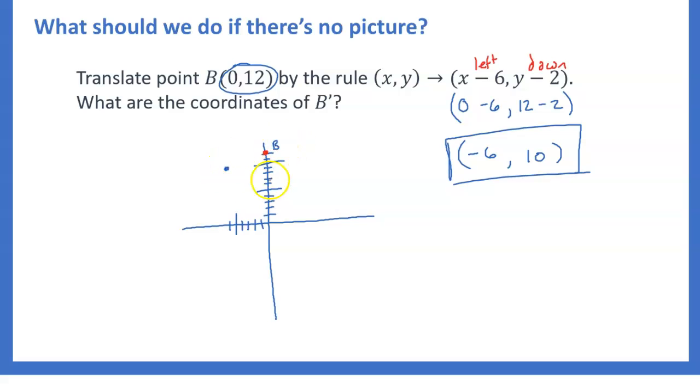So this original one was B. This new one is B prime. And you can see this was 10, right? This was 5, 5, 10. We're now at the 10 on the y. And we went over to, this is negative 5, negative 6, negative 6 on the x. So our overall coordinates are negative 6, positive 10. Notice we got the same value whether we used a graph or whether we used the arithmetic. That's great. I love to see it when we verify our answer.